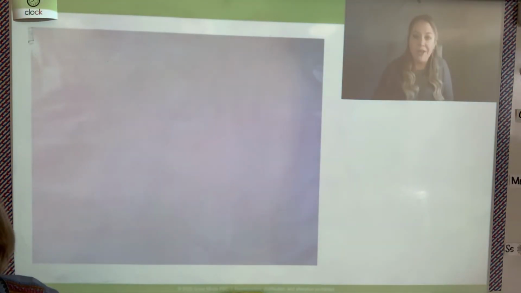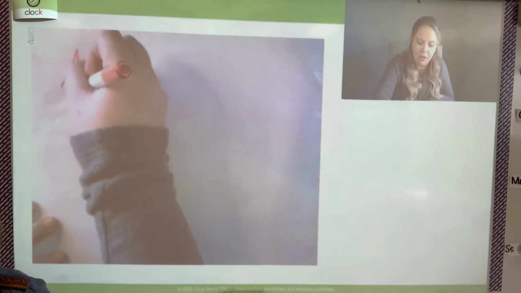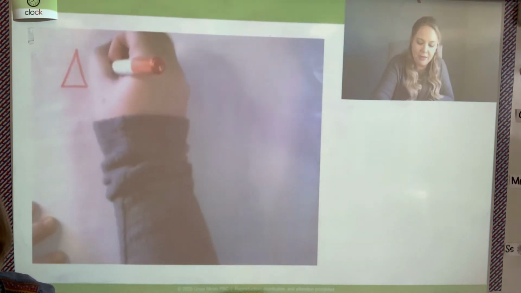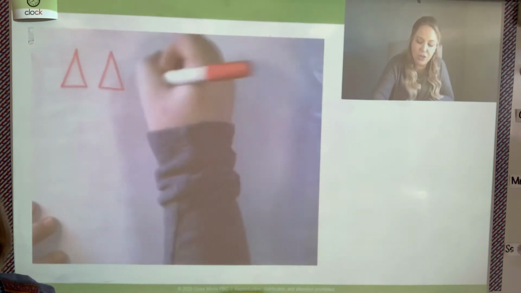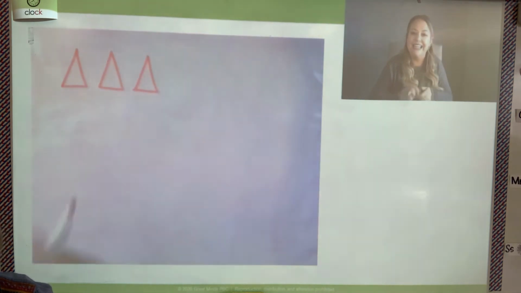Now let's draw those shapes on our whiteboards. Watch as I draw mine. I'm going to start by drawing my 3 triangles. Count them with me. 1, 2, 3. Now I'm going to draw the 3 circles.